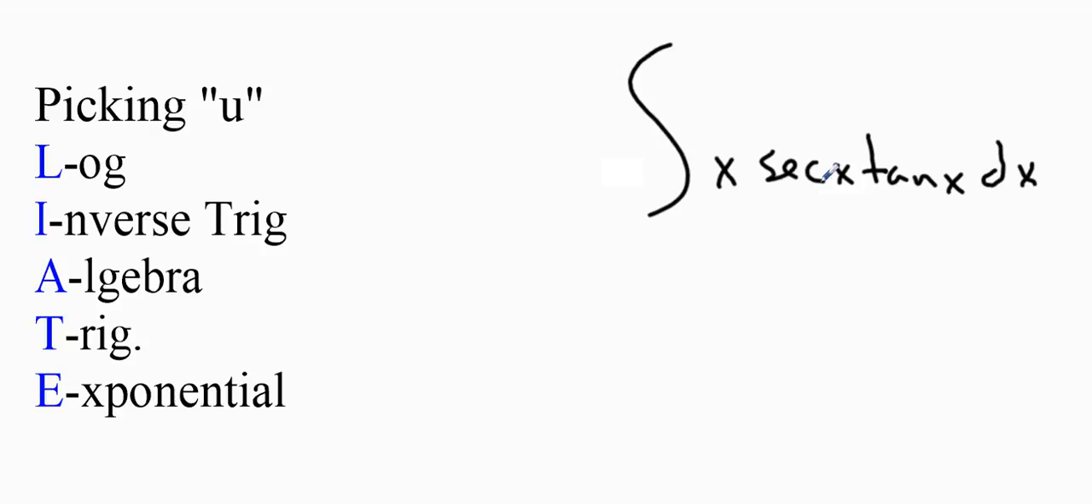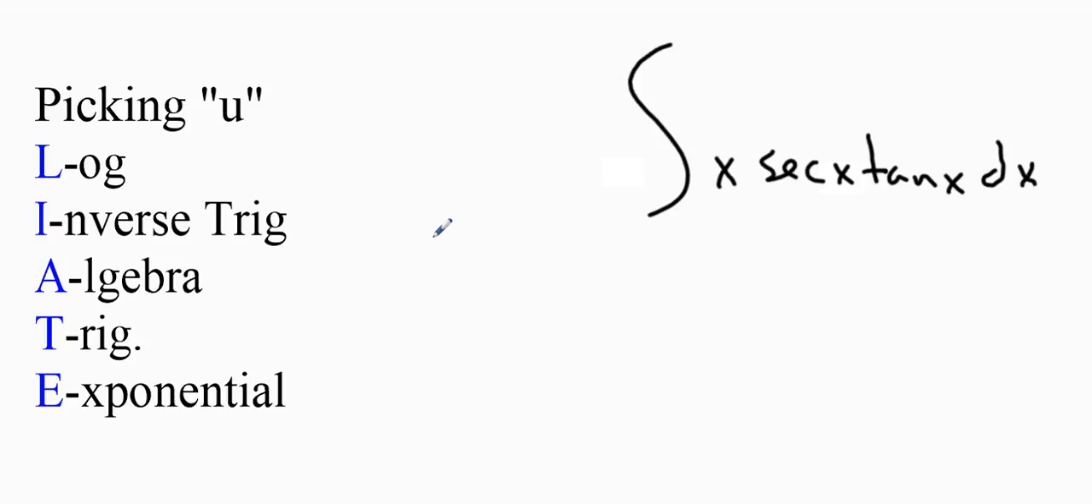Here we have x, secant of x, tangent of x. We have three different functions. If I were to try to use substitution, I don't know how I would. Maybe secant, but then the derivative of secant is secant tangent, that doesn't really help me out. I have this x just sitting here, so I'm thinking, yeah, parts. Now, what do we use for parts?